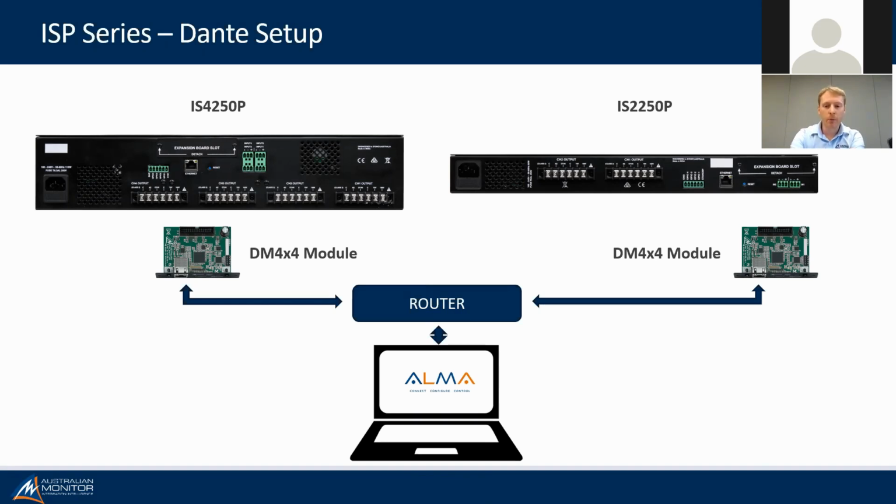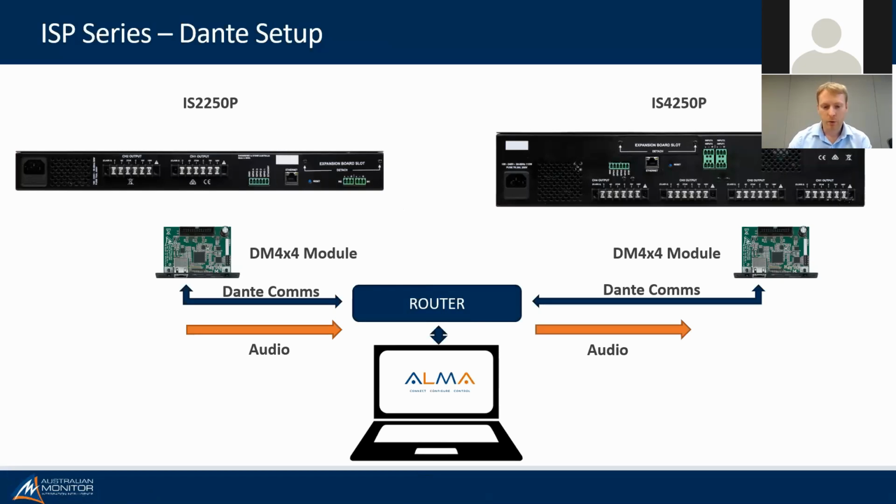So this is the setup that we have for the Dante, that we have a 4250 and a 2250, and they both have a Dante module connected. So this is sitting in front of me on the desk, and the laptop is connected to the router so that I can control both of these. So what I'm going to do is transmit out of the 2250 the audio and put it into the 4250. So this is basically any Dante transmission system.